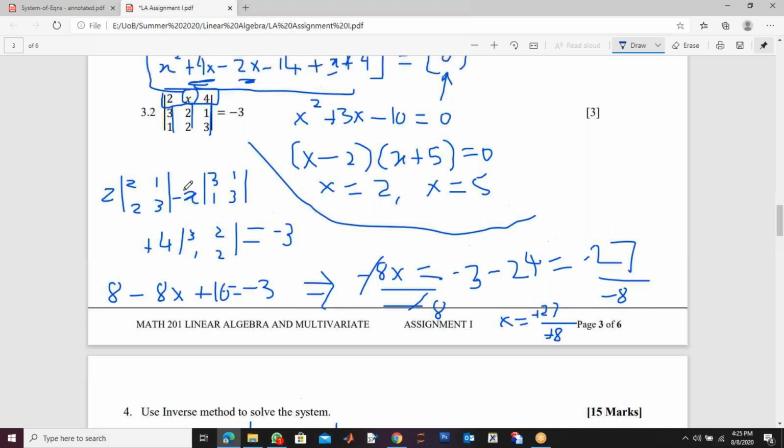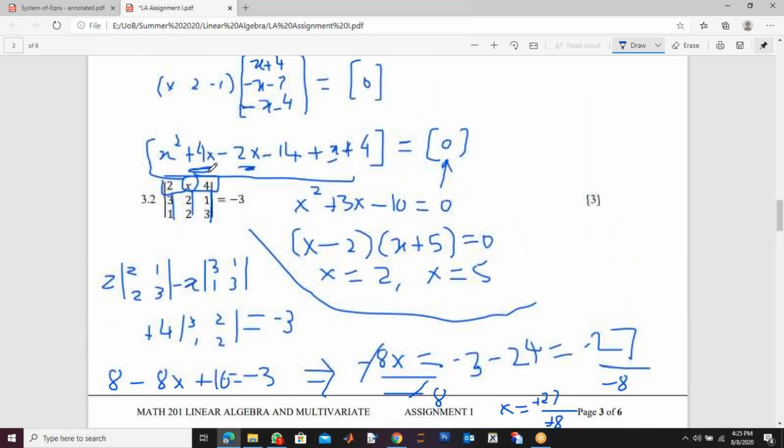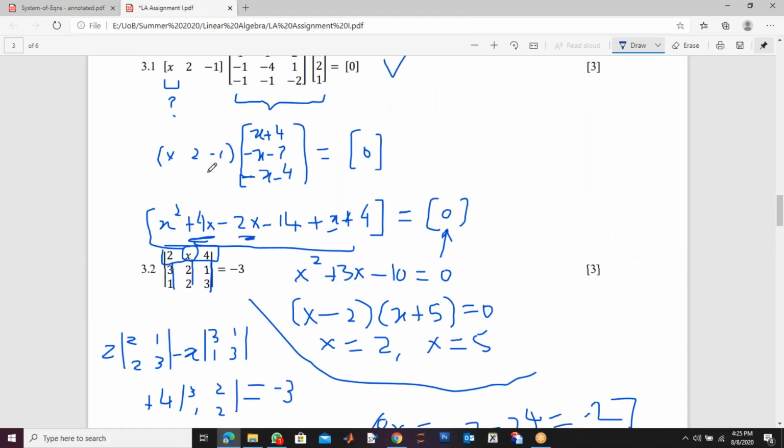So in the first three questions, it is just a matter of calculating these left hand sides, or expanding the left hand side, simple multiplication and determinants. Okay.